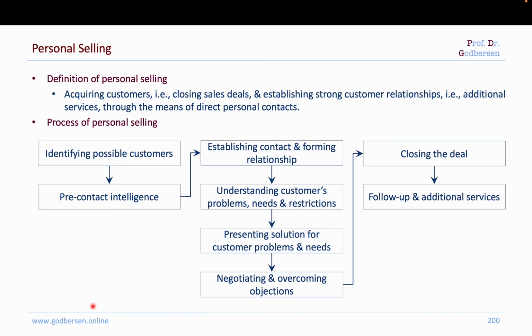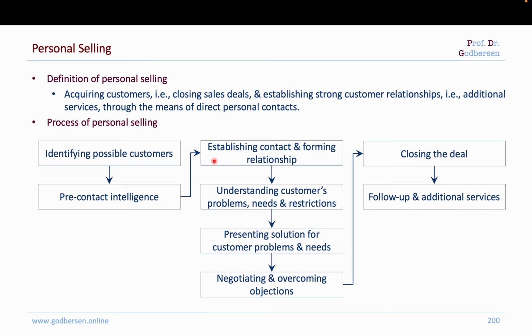So what's the process of personal selling? The sales force should identify possible customers. And then it is not just going to your possible customers and trying to sell without being prepared. All battles are won in preparation. So it's pre-contact intelligence. You learn as much as possible about the customer. Who is he? How does he tick? What are his needs and wants?